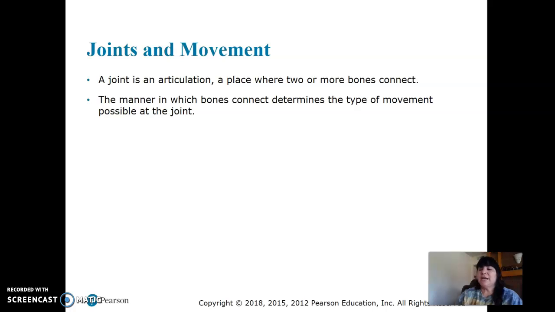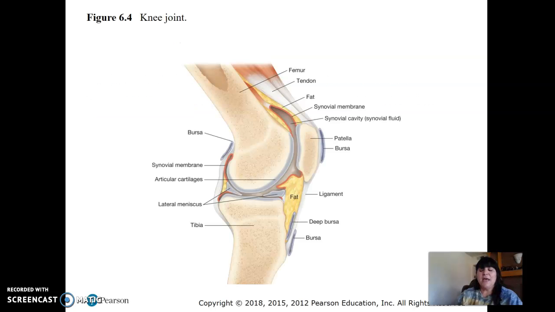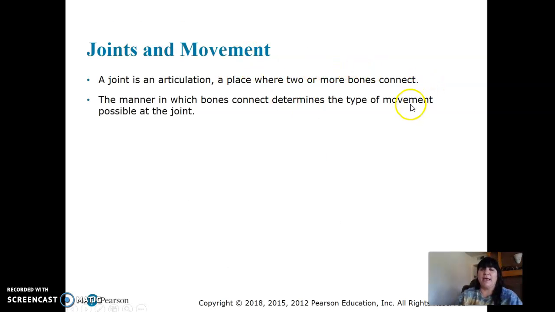All right, now joints. The word joint is a place where two bones meet, right? And it says it's an articulation where two or more bones connect. There are 3 principal types of joints, and it's based on the movement. There are immovable joints, slightly movable joints, and freely movable joints. When you think about your elbow or your knee or your shoulders, those are freely movable or synovial joints. The joints in our skull, those are immovable.